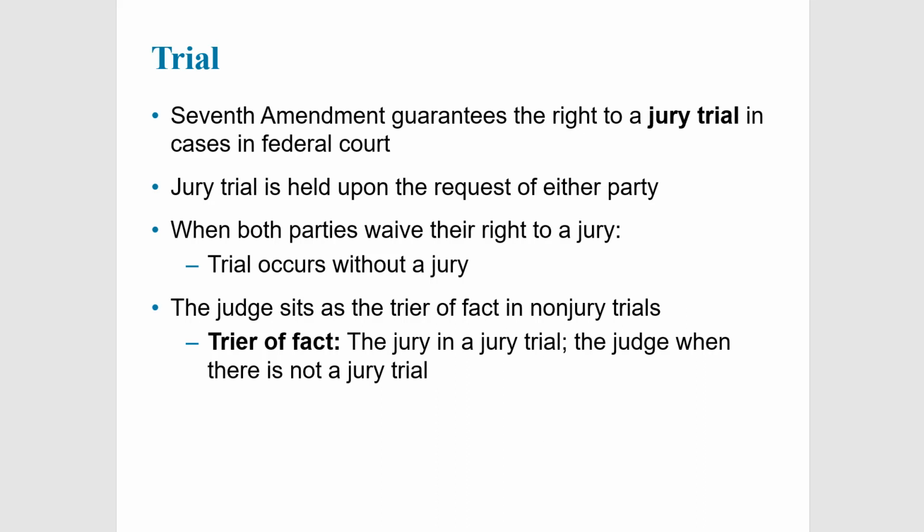Looking at the trial itself, the Seventh Amendment of the U.S. Constitution guarantees the right to a jury trial in cases in federal court. The idea here would be to avoid biased judges. If we thought the judges were biased, we could bring in a jury of our peers who would help make decisions of fact in a case. The whole idea is making it more fair and more accessible to the general public.